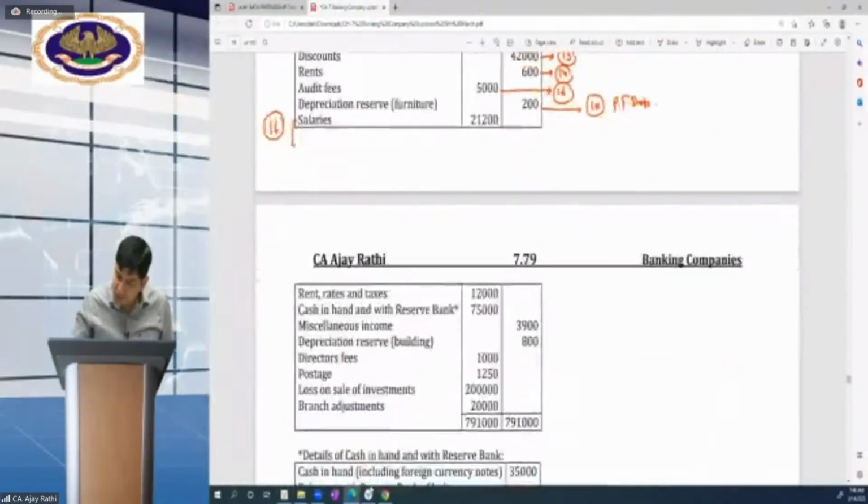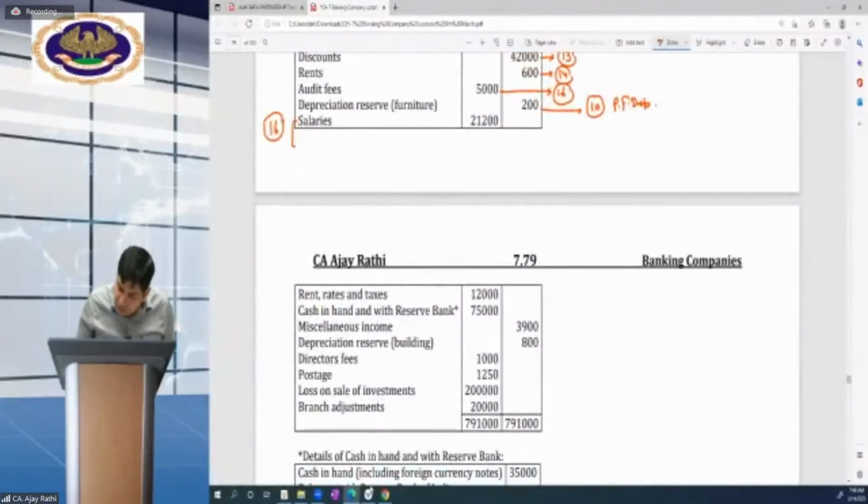Next, these are also having debit balance. So these will also be transferred to schedule number 16. Yes, very, very good. Everyone is answering perfectly. Very good.